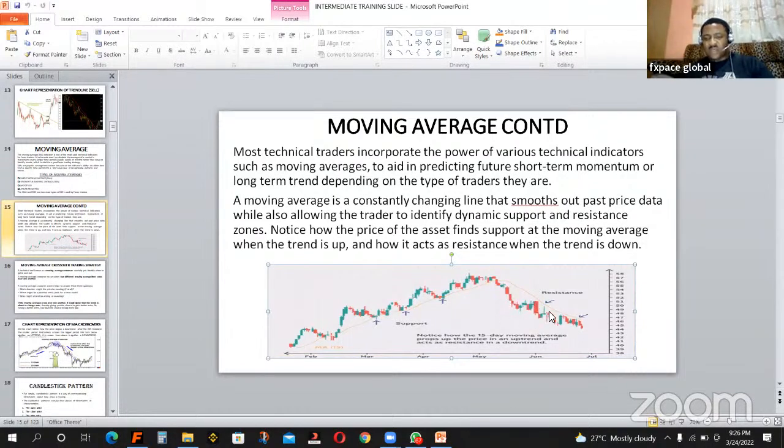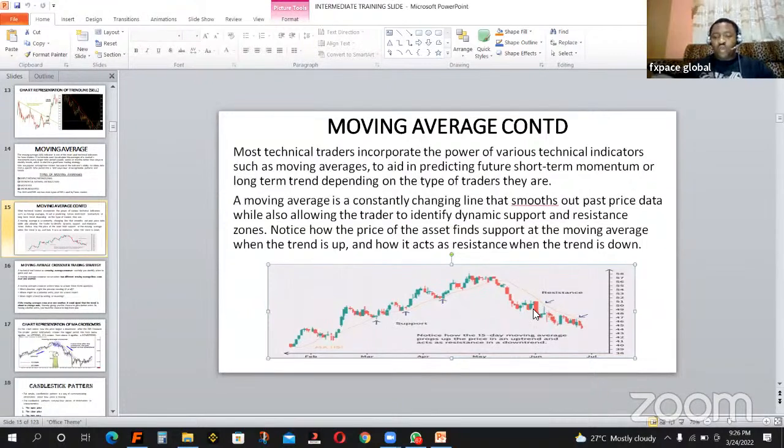Where you have this arrow, it's telling you this is an opportunity where you need to sell when price touches the moving average. If moving average is your strategy, you will always wait for price to touch this moving average before you engage your sell. Why should you wait for price to touch the moving average?